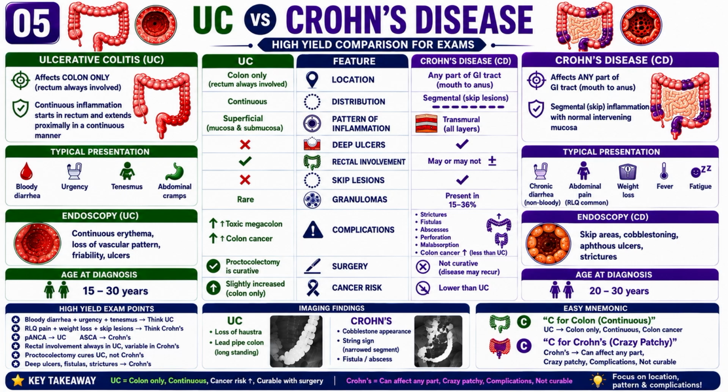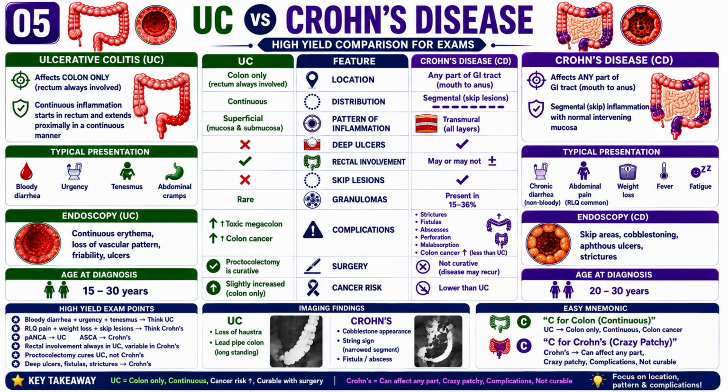Now comes the most important comparison: ulcerative colitis versus Crohn's disease. Let's understand this step by step. First, the location. Ulcerative colitis affects the colon only and the rectum is always involved. In Crohn's, it can be any part of the GIT from mouth to the anus. Second, the distribution. Ulcerative colitis shows continuous inflammation, whereas Crohn's shows skip lesions with normal bowel present between diseased segments. Third, pattern of inflammation. Ulcerative colitis is superficial and mainly involves mucosa and submucosa. Crohn's disease is transmural, involving all layers of the bowel wall.